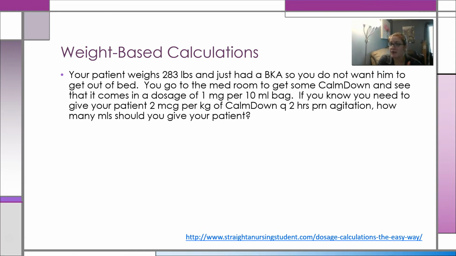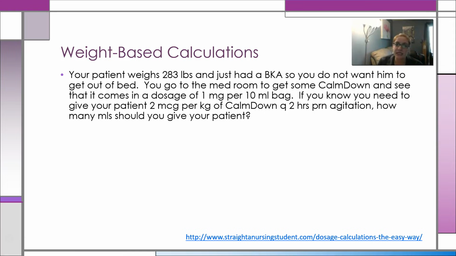Okay, who's ready for another weight-based calculation? Because you just had so much darn fun on the last one. Let's do it again. Now, your patient weighs 283 pounds. Obviously not talking about a baby anymore. And just had a BKA. So you do not want him to get out of bed. You go to the med room to get some calm down medicine. Fabulous medicine. And see that it comes in a dosage of 1 milligram per 10 milliliter bag.